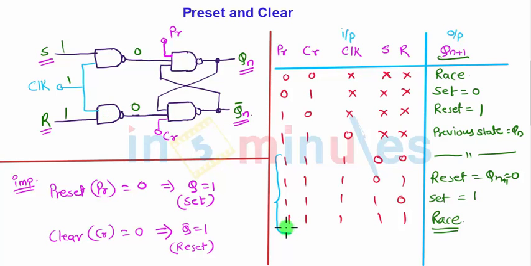No matter what preset and clear are, one of the inputs to the NAND latch is 0 on both sides, at the preset terminal also and at the clear terminal also. Therefore Qn and Qn bar both will try to become 1, hence there is a race condition.